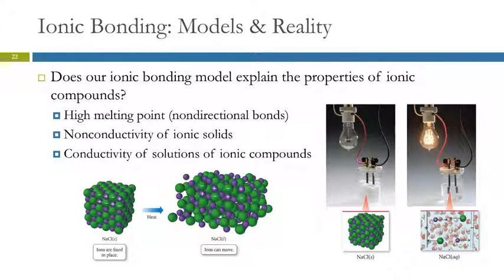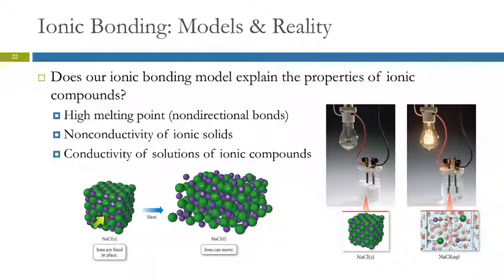Always good to check that your model matches up with reality. So does this ionic bonding model match up or explain the properties of ionic compounds? Ionic compounds have high melting points. The model explains this because these ionic bonds are non-directional. In this solid sodium chloride, any one ion is attracted to ions on all sides. And so in order to melt this, you have to break a lot of attractions in all different directions.